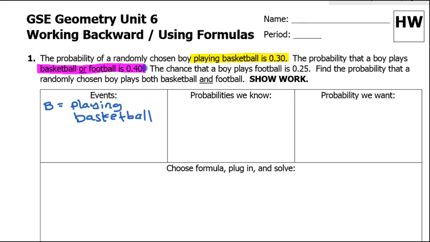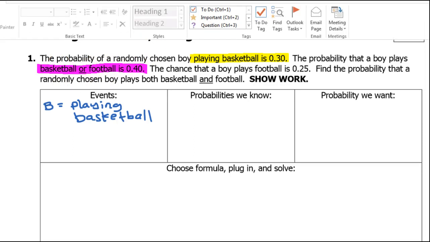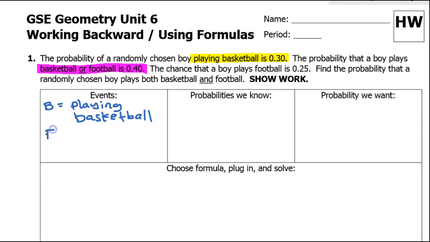Okay, basketball or football. I can already see what the other event is going to be. We already have basketball, but now they're mentioning football. So that's going to be another event. So F equals playing football. The chance that a boy plays football is 0.25. Find the probability that a boy plays both basketball and football.